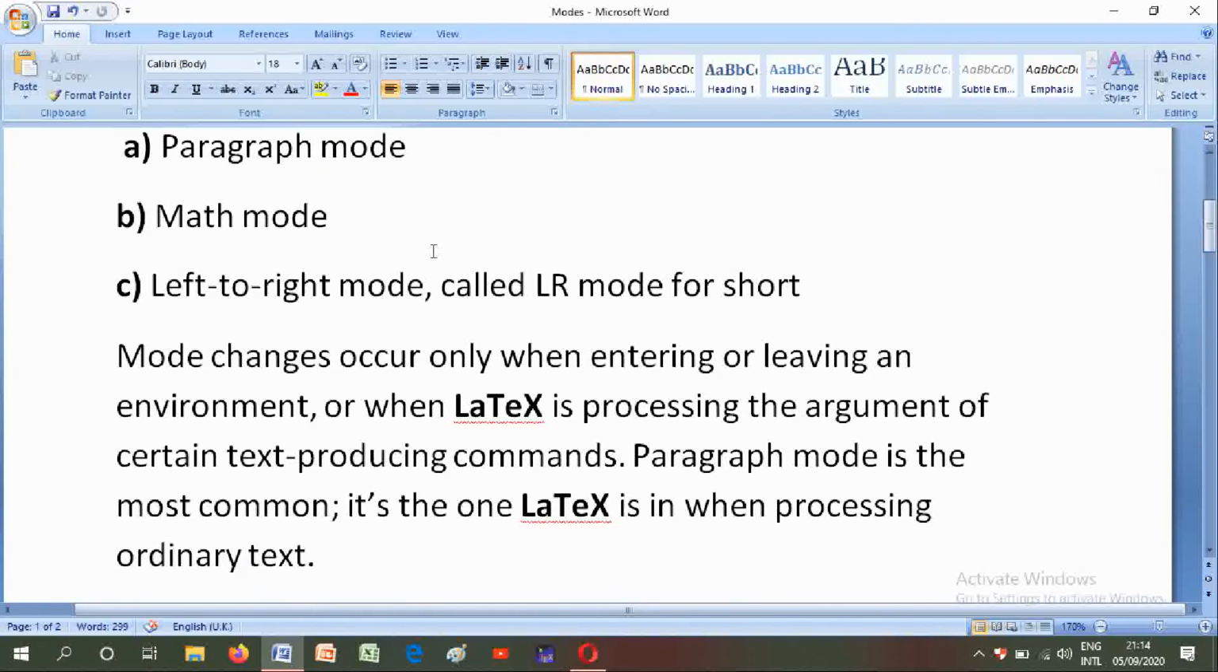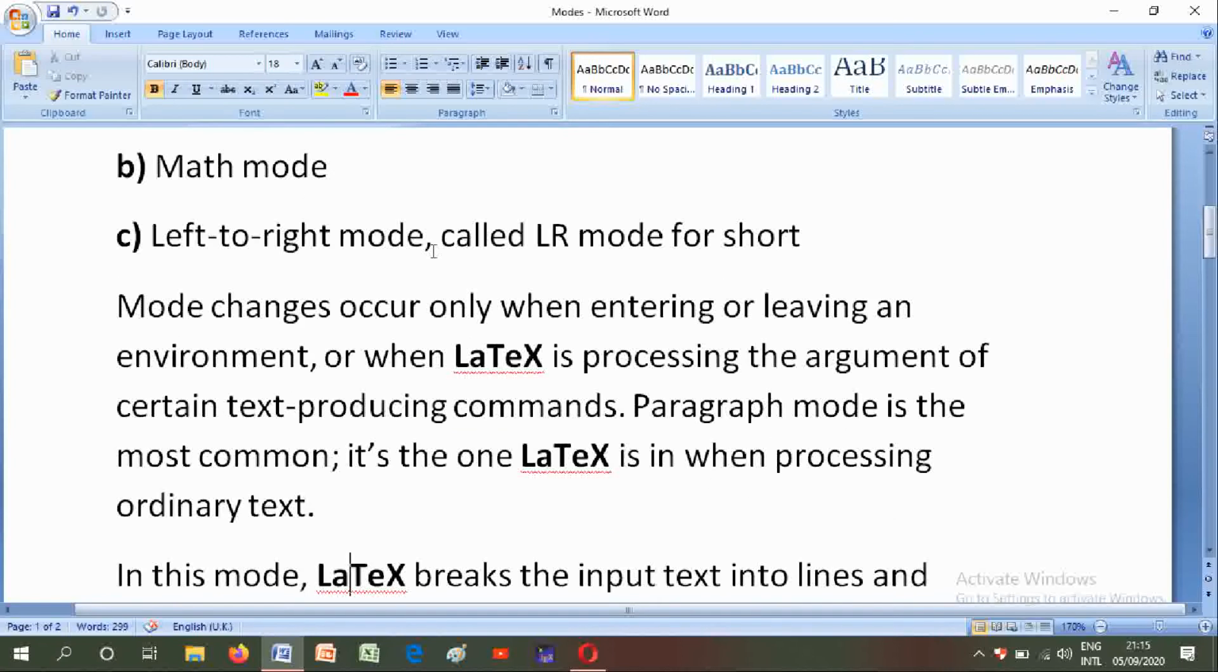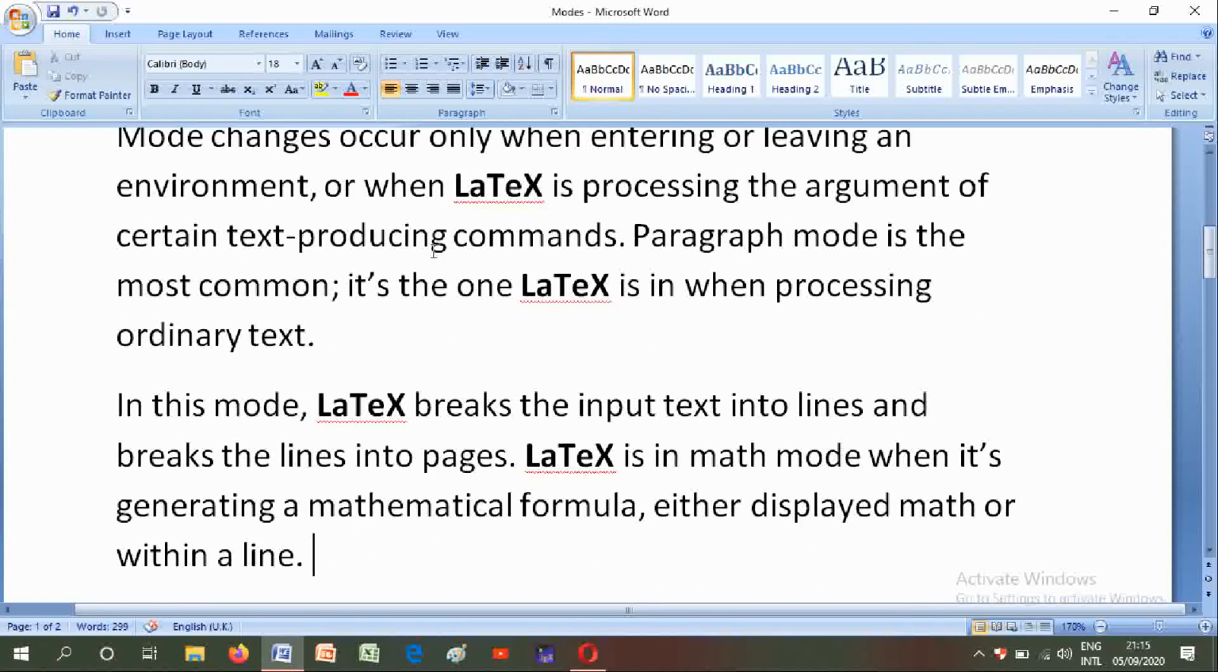Mode changes occur only when entering or leaving an environment or when LaTeX is processing the argument of certain text-producing commands. Paragraph mode is the most common. It's the one LaTeX is in when processing ordinary text. In this mode, LaTeX breaks the input text into lines and breaks the lines into pages. LaTeX is in math mode when it's generating a mathematical formula, either displayed math or within a line.